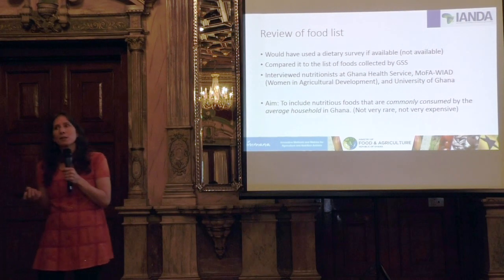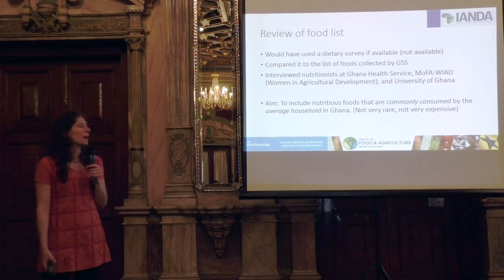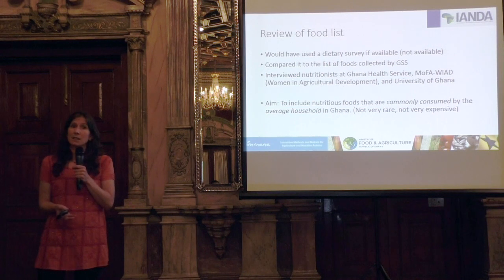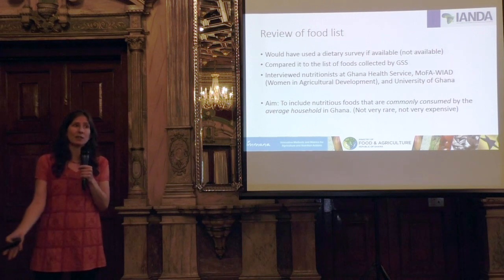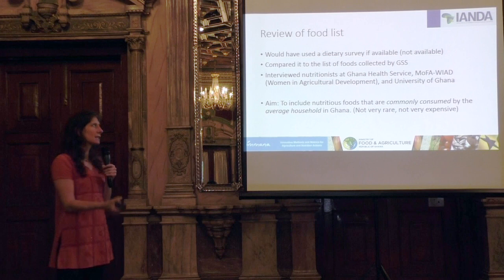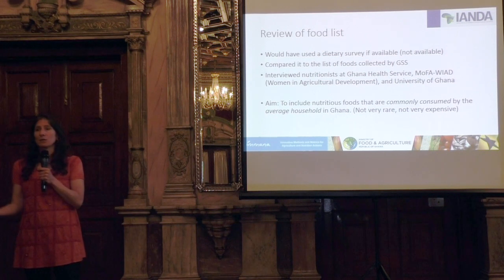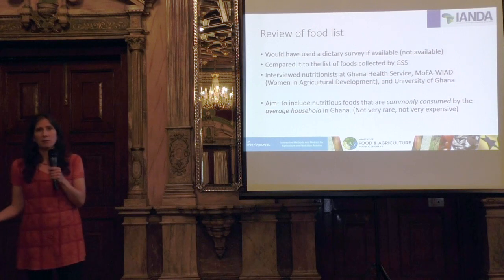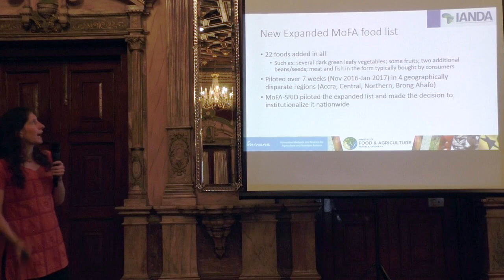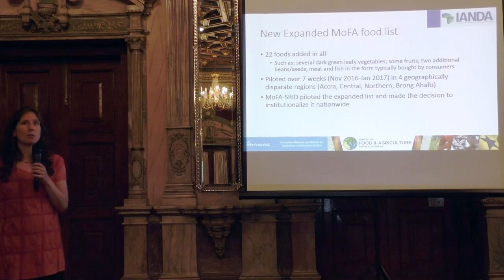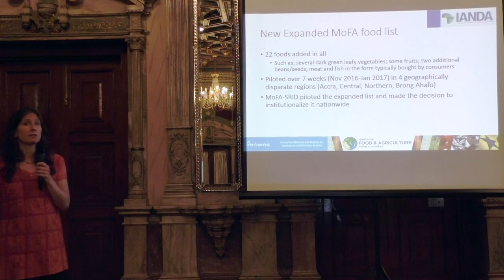So not foods that are very rare, not all the possible foods, because we wanted to make the list as concise as possible, because the more foods we add, the more time it takes for the enumerators to go out and collect all the foods. So we wanted a concise list of foods that are not rare and not very, very expensive, because those also wouldn't be bought very often by the average household. So we added 22 foods in all, which was a 40 or 50% increase in their food list.